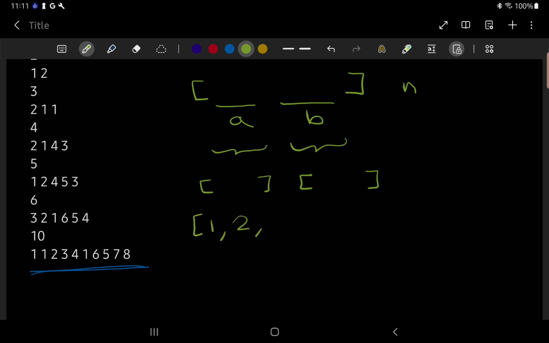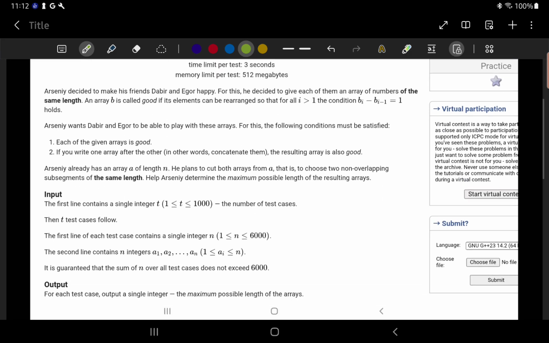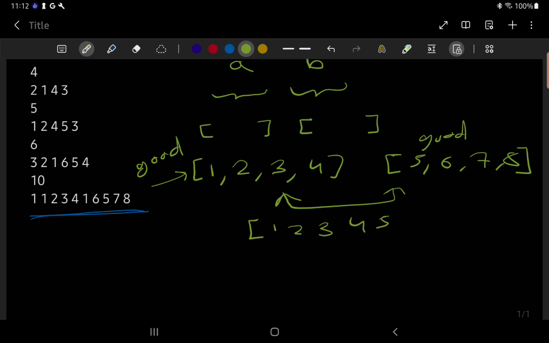So it can be, for example, 1 2 3 4 after sorting, or something like 5 6 7 8. It can be anything from whichever number you want, but it should have a difference of 1 between adjacent elements. Now this was the first part. The second thing is, these two arrays when combined should also form a good array. This is a good array. So basically when you join these two good arrays, and these two should be non-overlapping, they should form another good array as well. So 1 2 3 4 5 6 till 8.